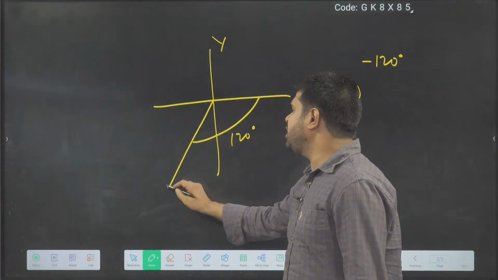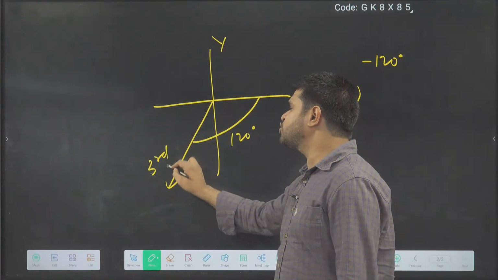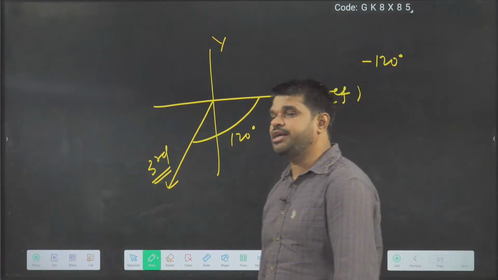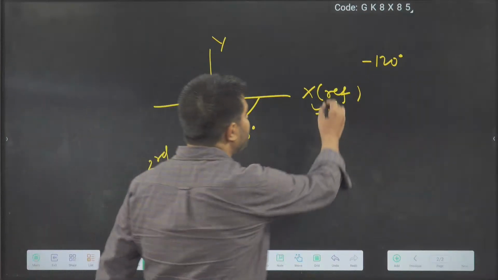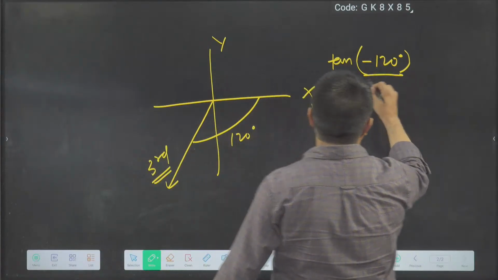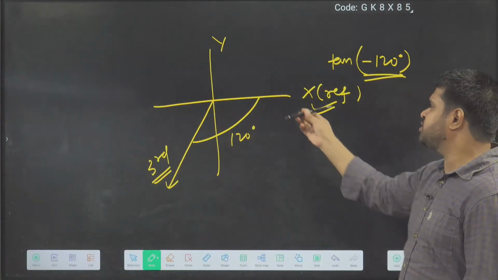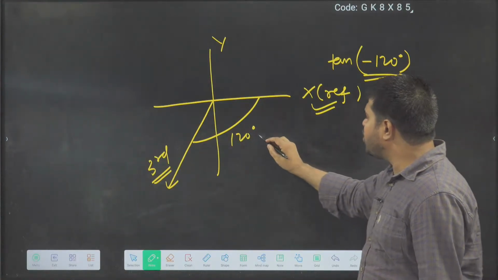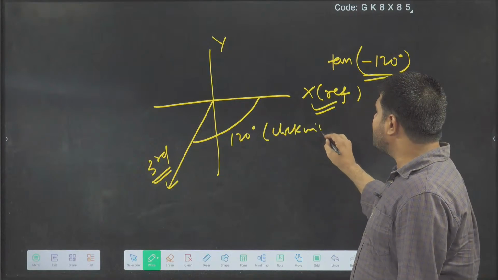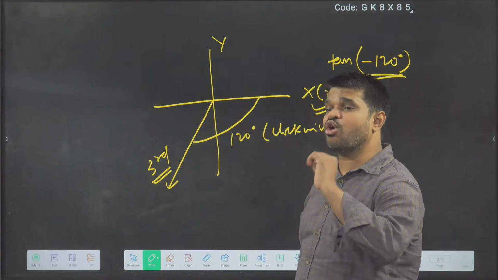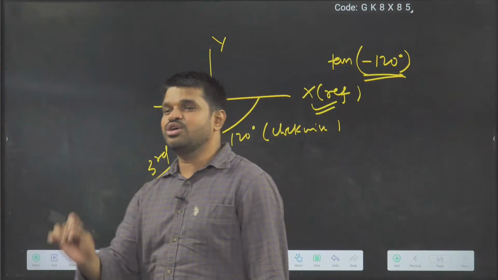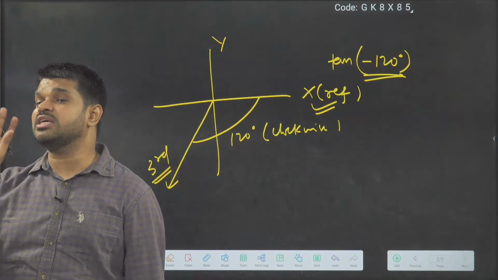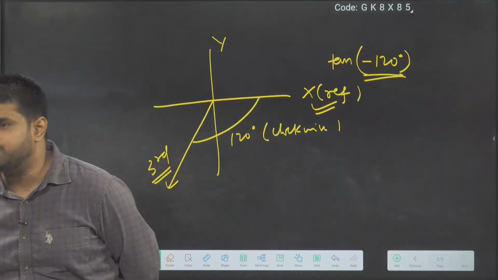So when I go 120 degree clockwise, I am arriving in which quadrant? Third. So as I am arriving in the third quadrant, will the answer be positive or negative? Tell me fast. I need tan of minus 120 degree. In the third quadrant, tan is positive or negative? Positive. So my question is, without solving the question, are you convinced about the sign of the answer, whether it will be positive or negative?